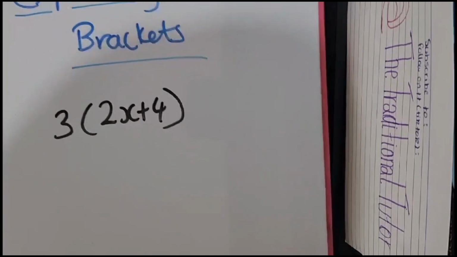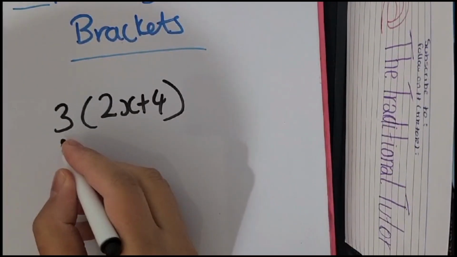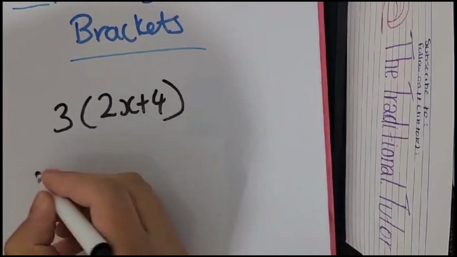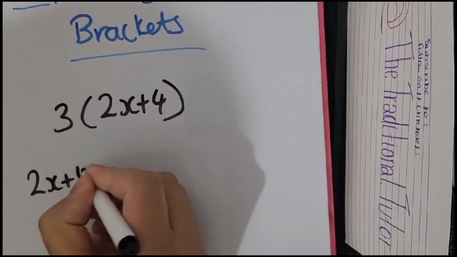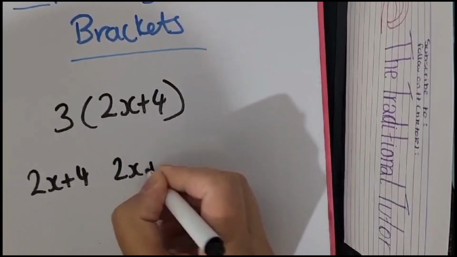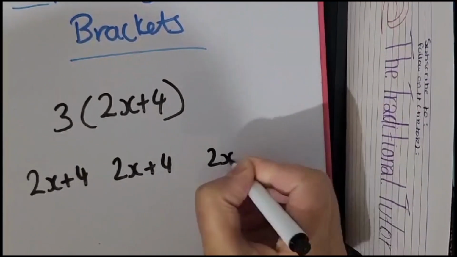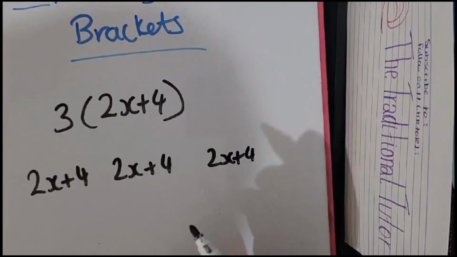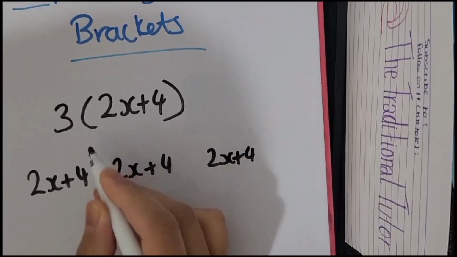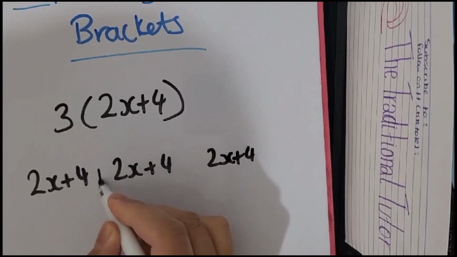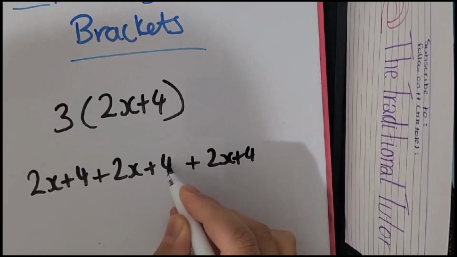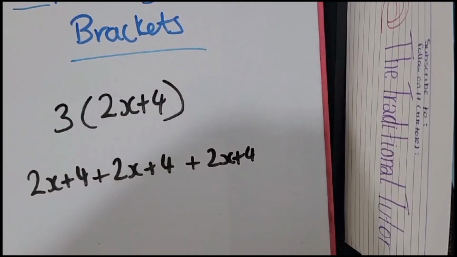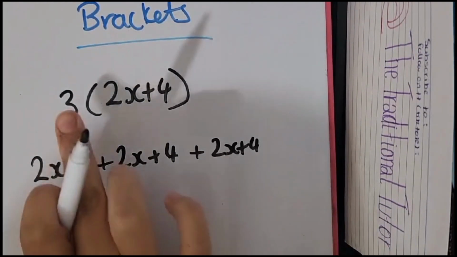Well, one way to think about it is the following. It means that there's 3 lots of 2x plus 4. So I can go ahead and write down 2x plus 4, 2x plus 4, and 2x plus 4, okay, 3 times. And I know that it just means that there's 3 lots of them. So I can actually put an add sign in the middle of these, okay? It's the same as when you're doing multiplication.